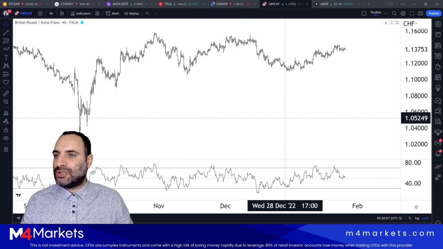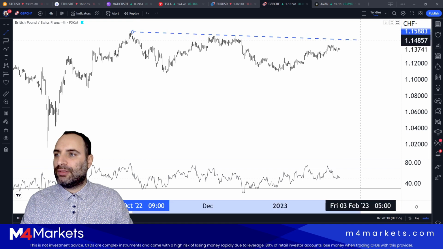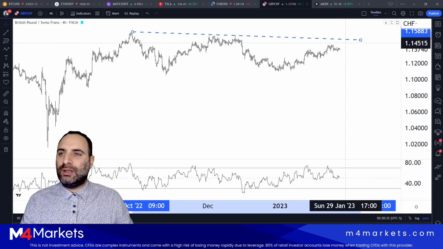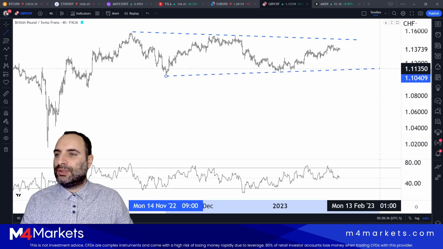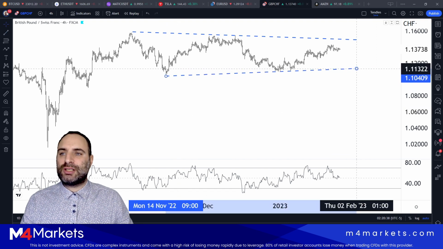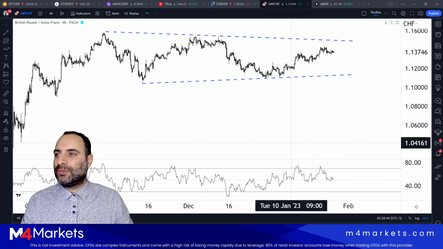Now when it comes to GBPCHF, if we look at this leg from here to there, there is still a bit more upside to be done, right? And if we look at the leg from here to here, it suggests that we're closer to the top than we are to the bottom, so maybe another leg to the downside could be due as well.